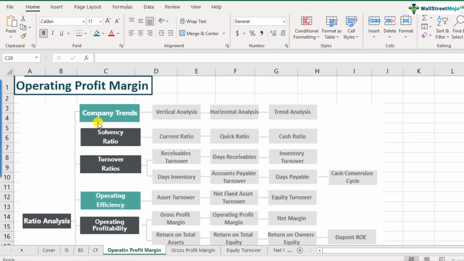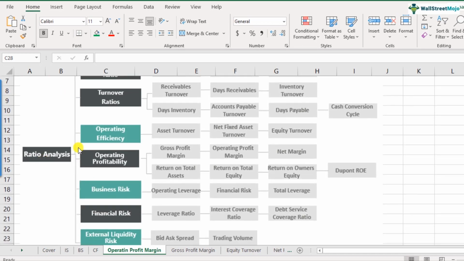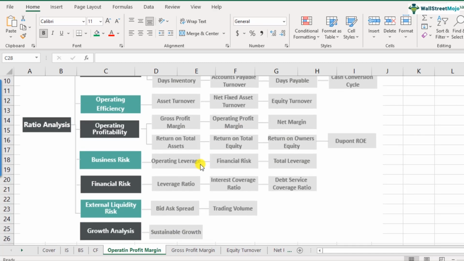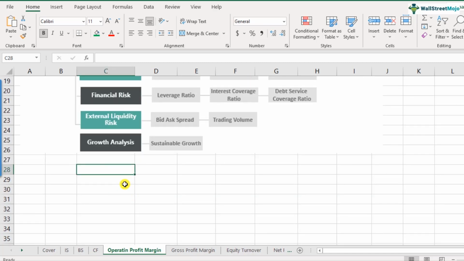What is operating profit margins? Operating profit margins is a part of the ratio analysis framework, and it comes under the operating profitability category. In our last video, we discussed the gross profit margins, but in this video, we'll be discussing the operating profit margins. But before we calculate the margins, we need to really understand what operating profit is as such. Operating profit is defined as the profit that the company generates from its core operations of the business. So first you need to understand what the core operations of the business are.